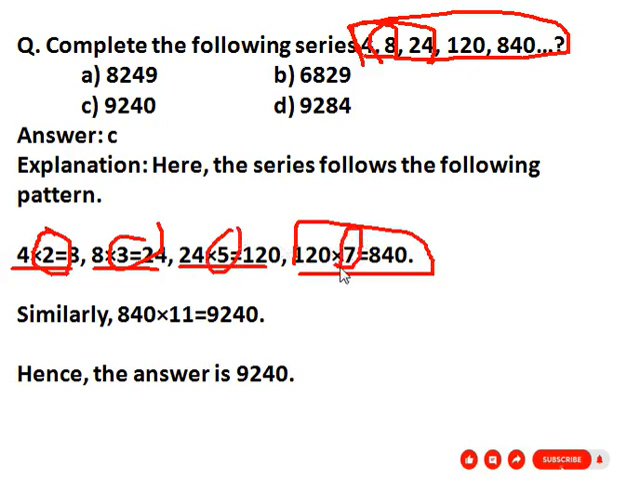Our next prime number is 11. So our next number will be 840 into 11, that is 9240. Here given option C, 9240.